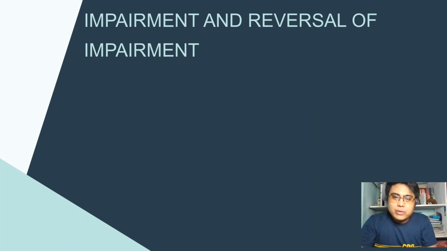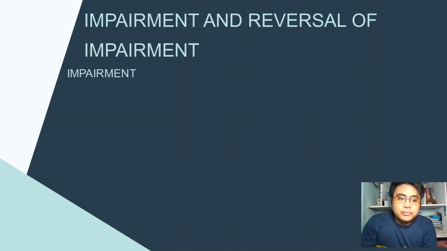So for today, we will finish our discussion on investment in debt securities. We will finish it by discussing impairment and reversal of impairment. We all know that impairment is the decrease in the value of the asset, so that the recoverable amount is now the new carrying amount of the asset.